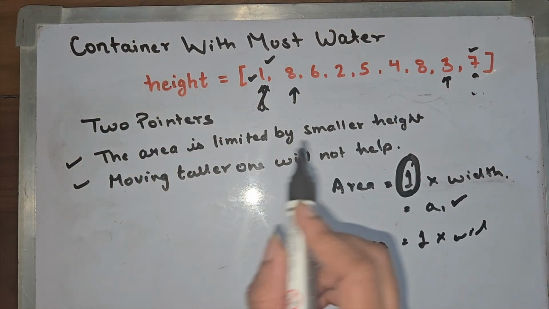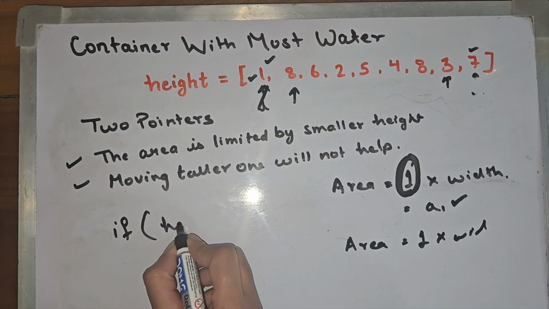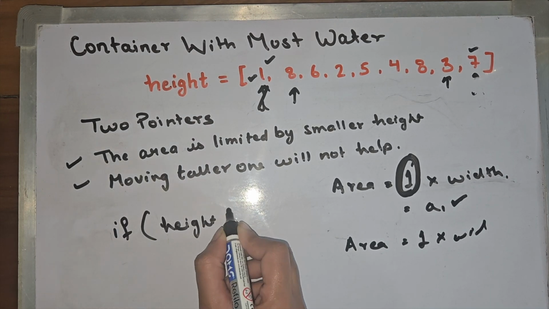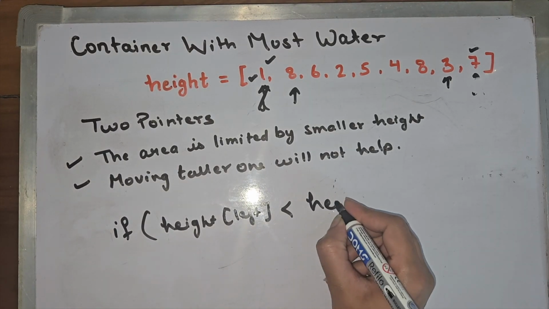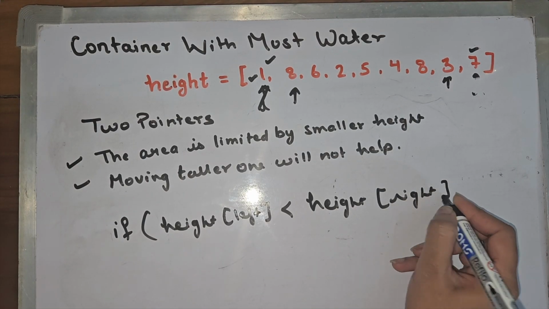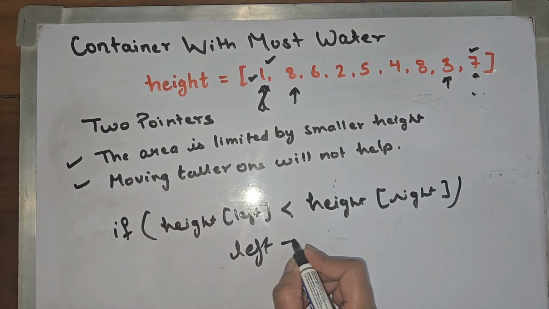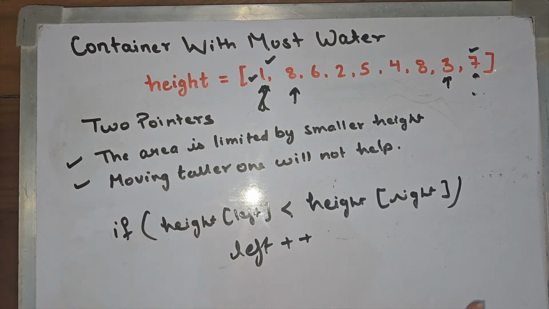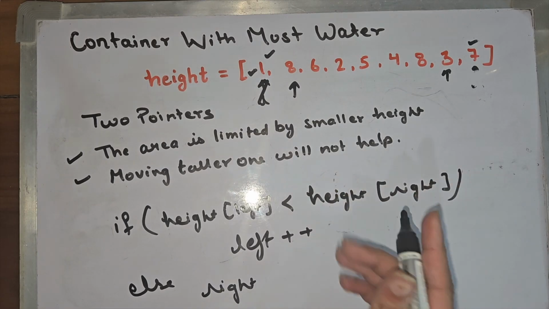So every time before moving the pointer, we need to decide: if the height at left is smaller than the height at right, then we will move our left pointer. Else, if this is not the case, we will move our right pointer. Right will move inwards.